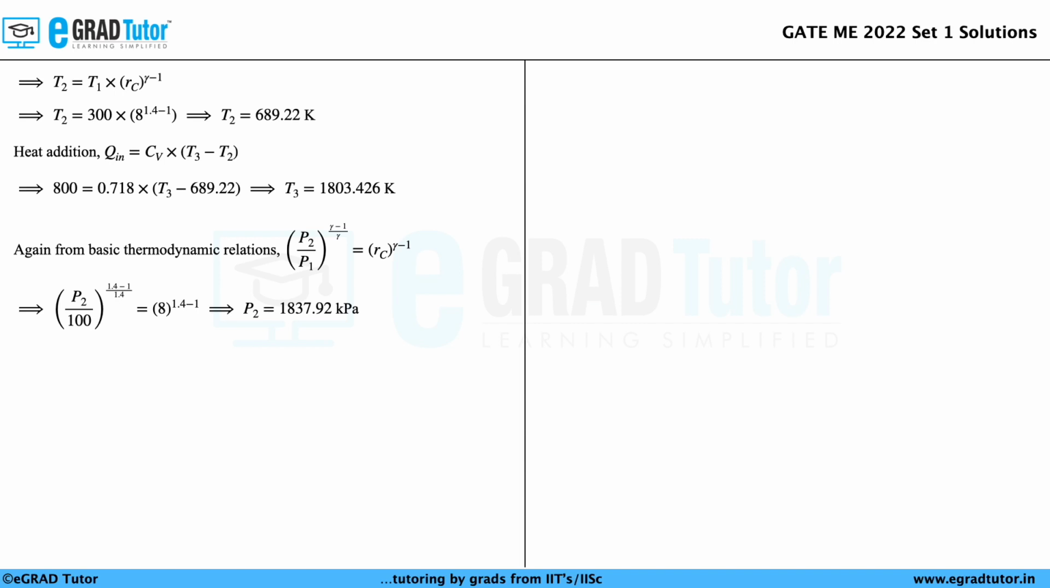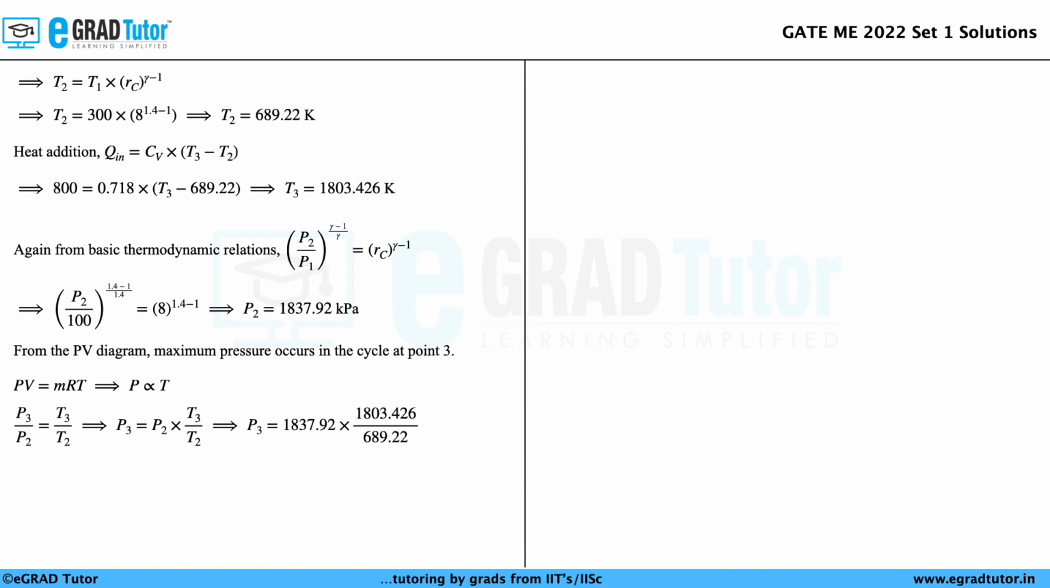From the already drawn PV diagram, it is to be noted that maximum pressure occurs in the cycle at point number 3. We know that PV is equal to mRT. In this particular air standard Otto cycle question, we can write P is directly proportional to temperature, and from that we have P3 by P2 is equal to T3 by T2. Rearranging the terms and substituting, we have P3 obtained as 4809 kPa.